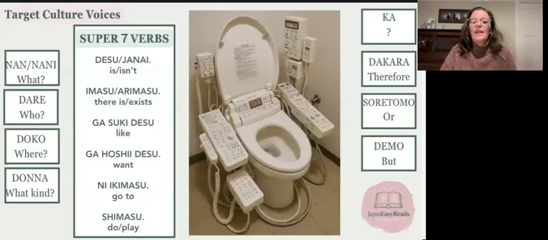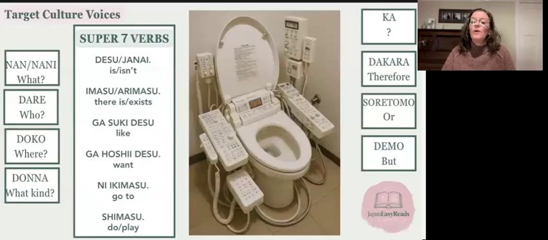And then you can connect in with your students.